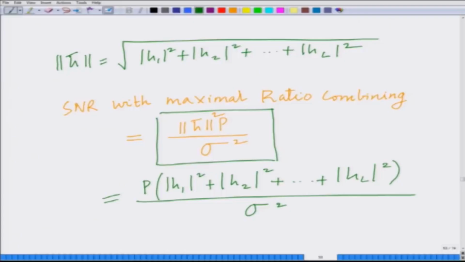So, to summarize this module, we have seen an example of maximal ratio combining in a system with 2 receive antennas, and we have generalized the concept of maximal ratio combining to a system with L receive antennas, in which the MRC combining vector W bar equals H bar divided by norm H, and the associated SNR for maximal ratio combining is P times norm H square divided by sigma square, which is P times magnitude of H1 square plus magnitude H2 square, and so on until magnitude HL square, whole divided by sigma square.